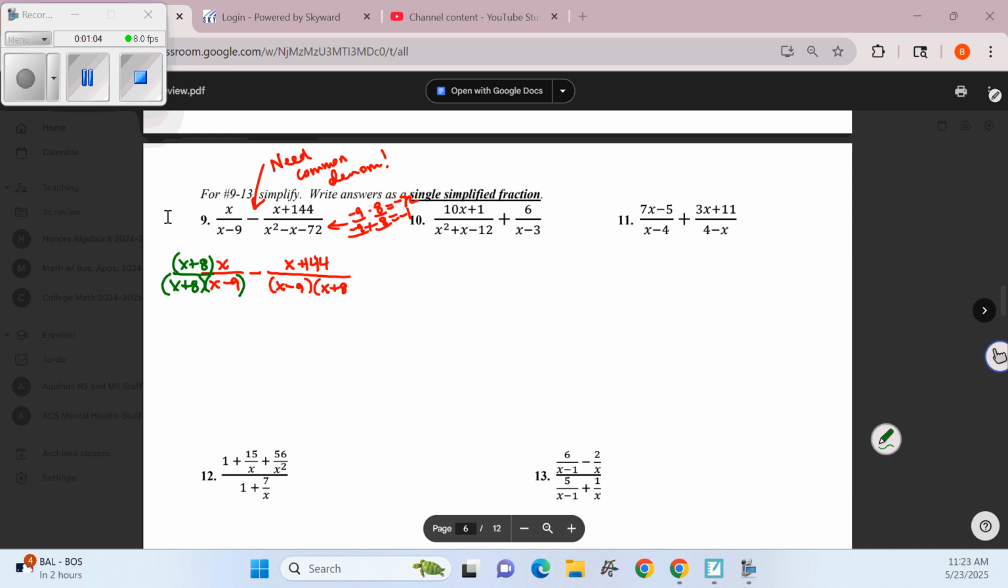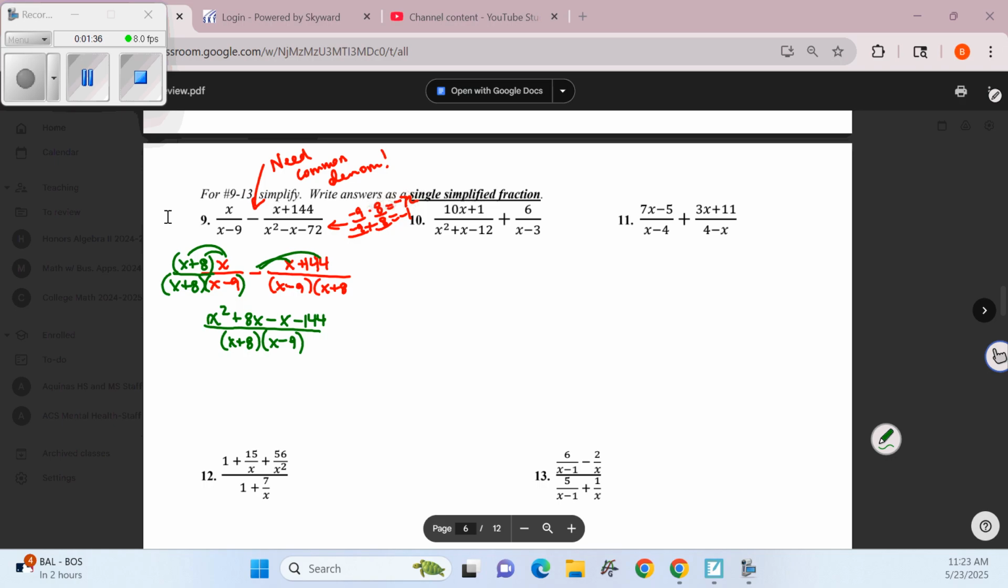Now that we have the common denominator, you could write this whole thing over the x plus 8, x minus 9. And then we really want to combine the numerators. We can simply subtract across. Be very careful, there is a subtraction sign, so we're going to have to distribute the negative. We're also going to have to distribute that x through the first numerator. So x squared plus 8x minus x minus 144.